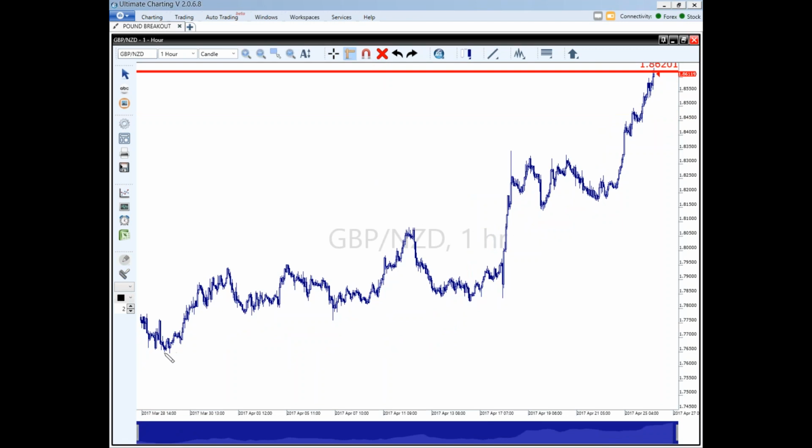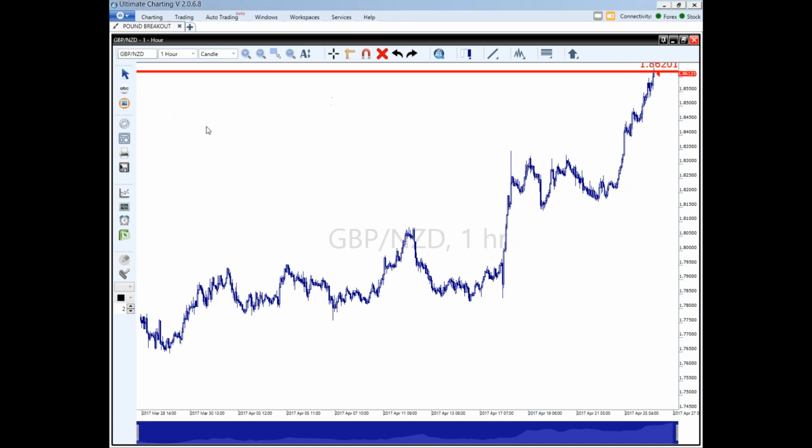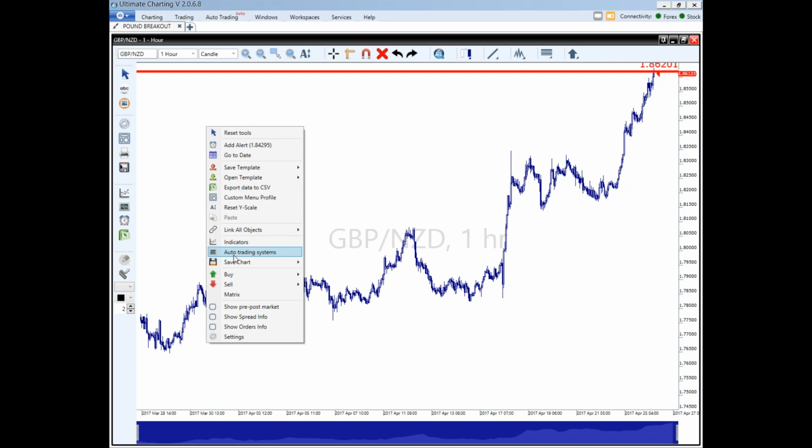500 bars of memory. This is the lowest point. It's the highest point right here. It's a 985 pip move times 3 divided by 2 divided by 10. 147 pips as the grid.